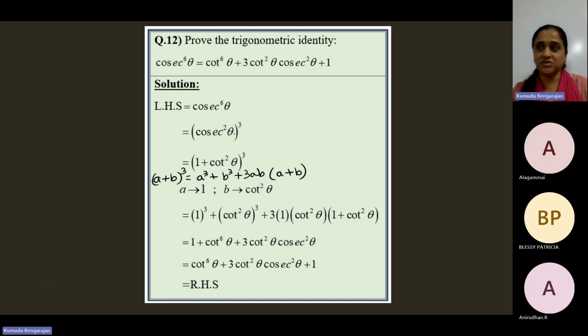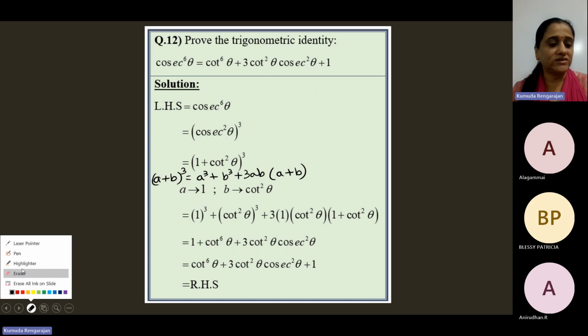Okay, so first 6 is 2 into 3. So cosecant square theta, the whole cubed. Now what can we do? Again, you can only multiply 2, 3, the 6 and write it as cosecant theta to the power 6. So you have to do some change, otherwise you'll have to multiply and go back to the earlier step. So you have to do something else here.